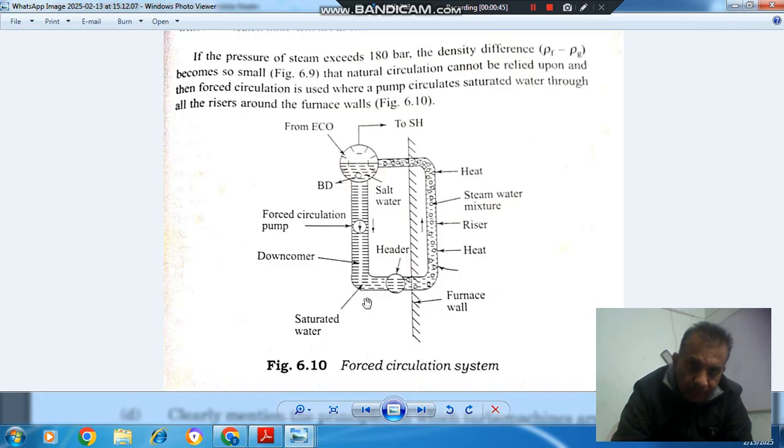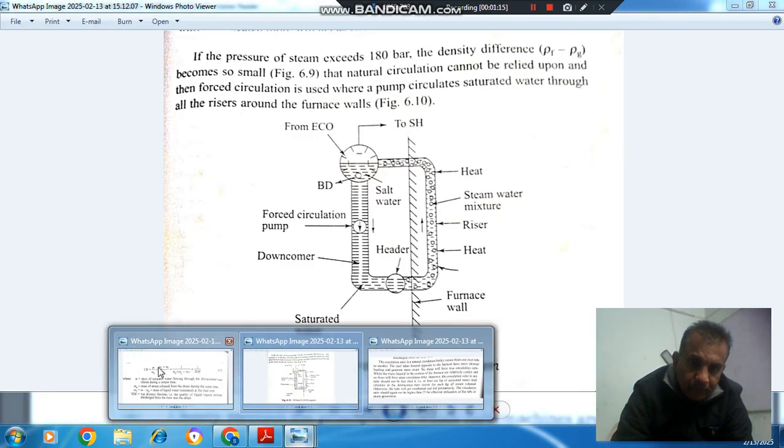So this is your forced circulation system, and this is your downcomer, this is saturated water, this is the furnace wall, and this is the heat supply to it, and this is the riser and the steam-water mixture, and this is the drum, this is the saturated water, and this is the steam to the turbine. Now circulation ratio is defined with respect to forced circulation, when a pump is there. So this is your pump.